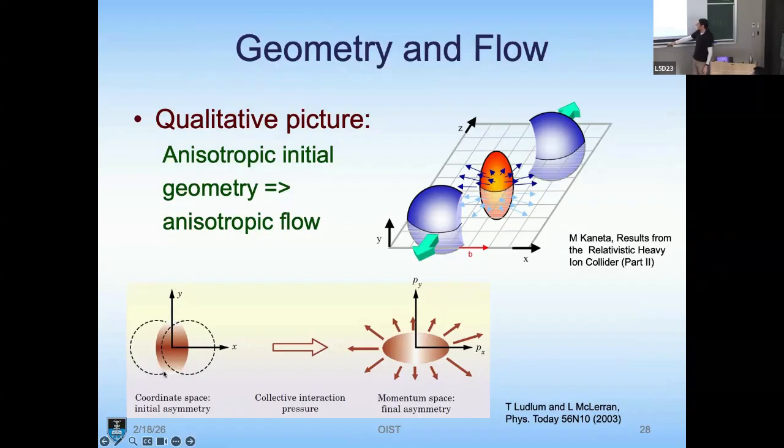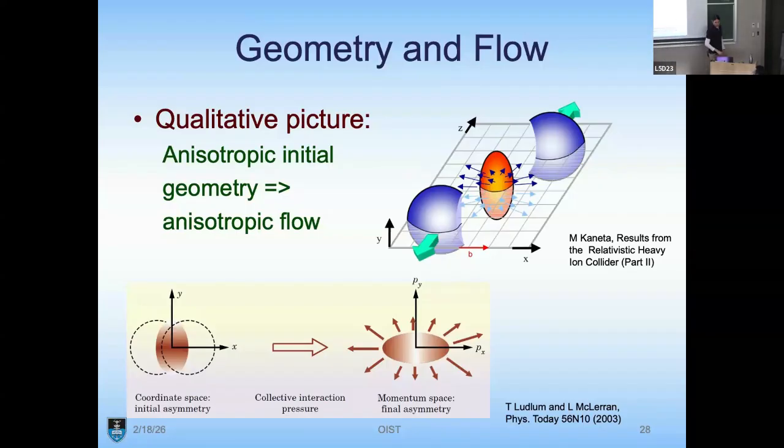Now, if there's collective behavior, if I have a fluid with pressure, I have pressure gradients that develop as a result of the geometric anisotropy. In particular, I have larger spatial gradients in the short direction than in the long direction. And so I expect larger pressure gradients, larger pressure, in the short direction versus the long direction. So the system will preferentially blow out in the short spatial direction, and I'll have greater momentum in the x direction than in the y direction.